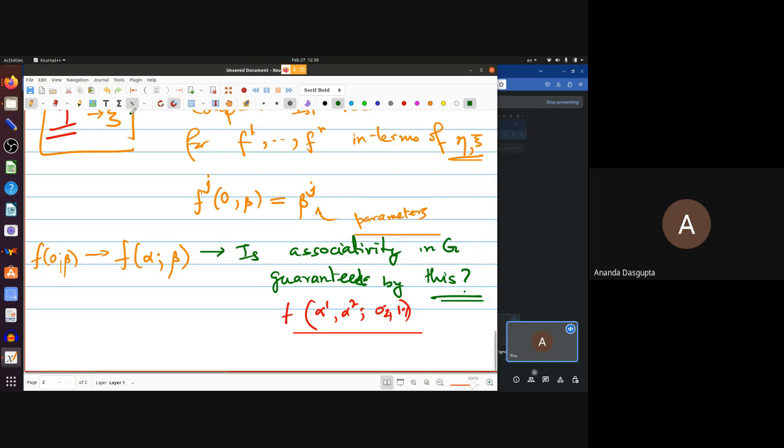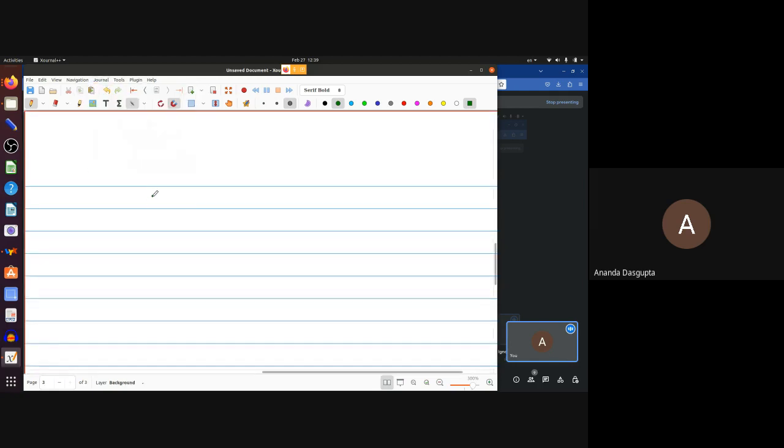But I'm not going to do that. It is in an assignment. You will show that actually this will satisfy associativity. But now comes a really important question, which is, if somebody gives me a bunch of etas, I say, I've given you the etas, now go and find the group. That is, reconstruct the group from the etas.